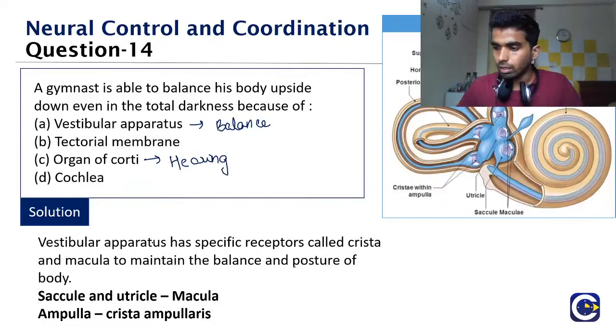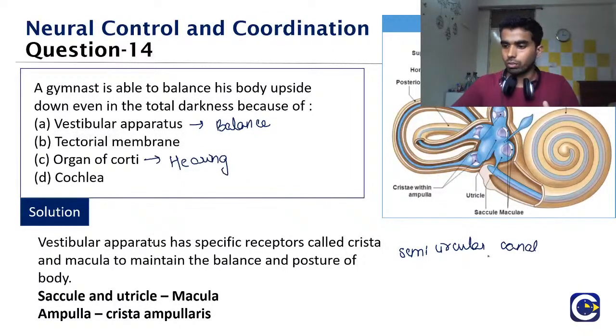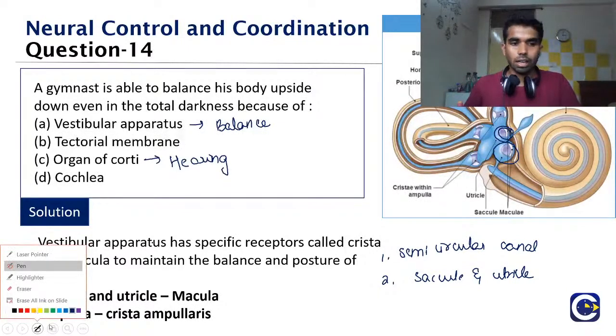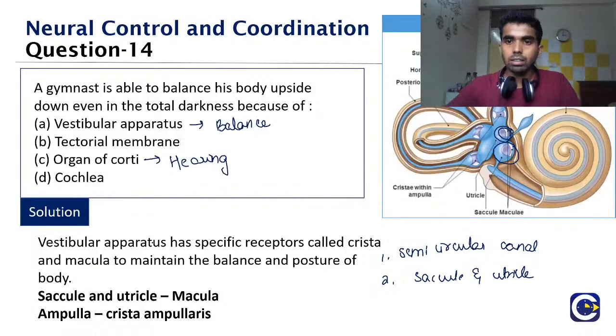Okay, I think the diagram is hiding behind, so I will draw it here. See, the vestibular apparatus has semicircular canals. It is the first thing, and the other thing that it has is the saccule and utricle. I think you can see this. So this area, here and here, is known as the saccule and the utricle. And apart from that, there are three structures present. The above hidden part that you cannot see on the screen is known as the semicircular canals.